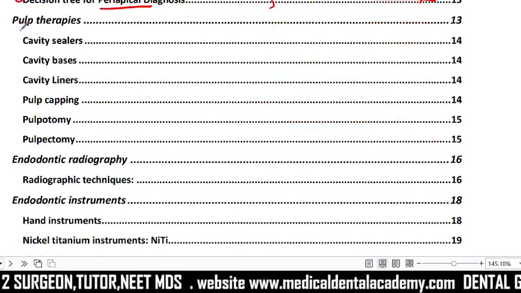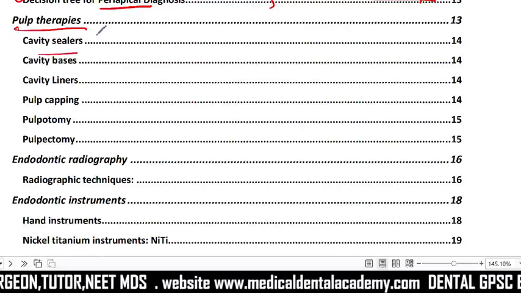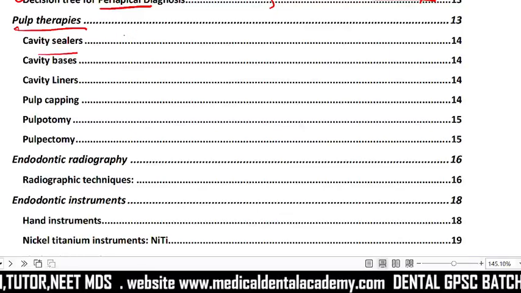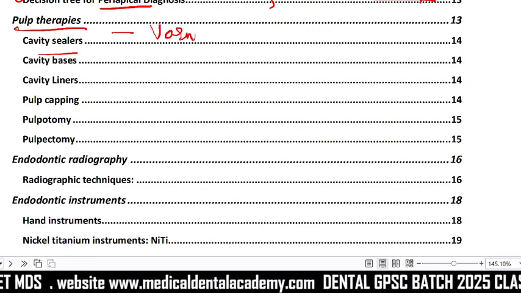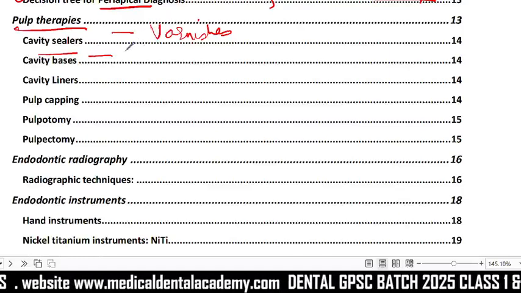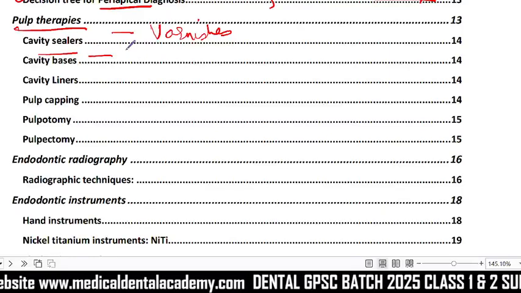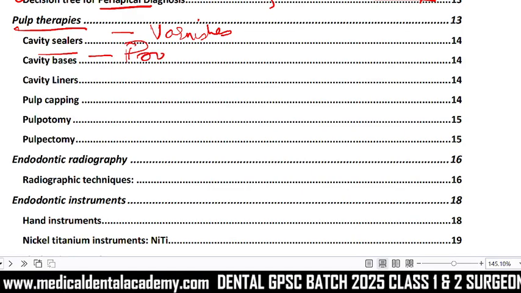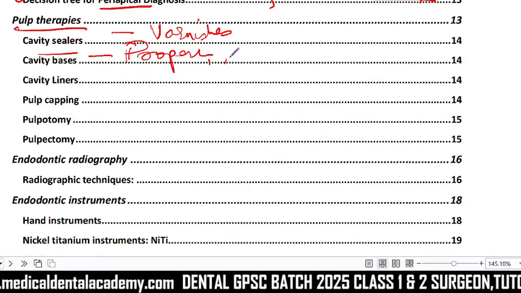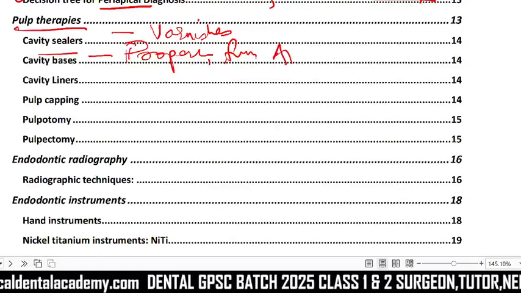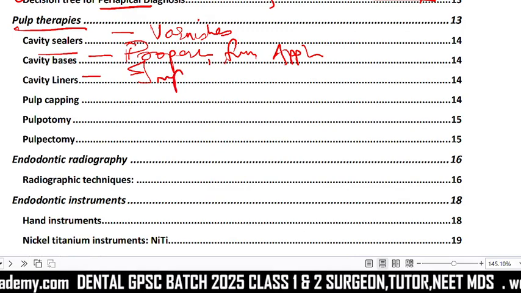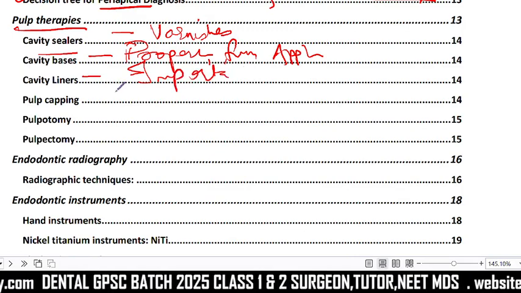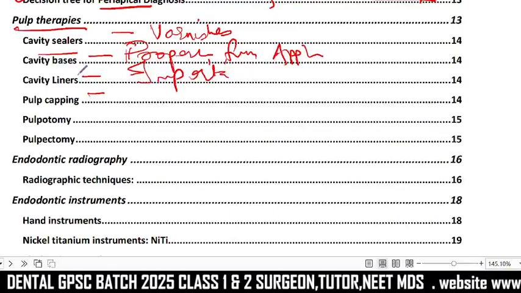Pulp therapies. What are the various therapies you can go for? First of all, you can apply sealers. Also, we have varnishes, then bases, its properties, its function, application, liners also, its importance, properties, functions, applications, purpose.